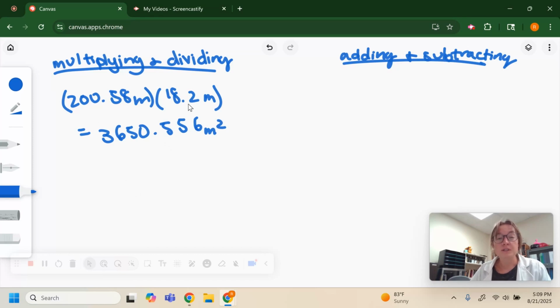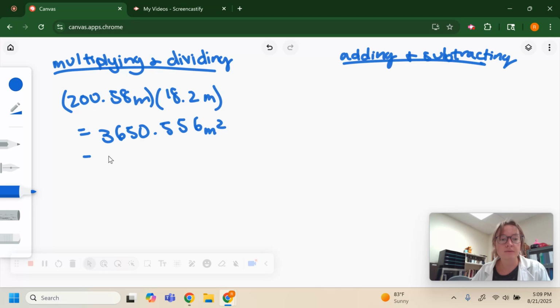In order to preserve the original intention behind the significant figures of my original measurements in multiplication and division, the rule is you match the sig figs of your final answer to the number that has the least number of significant figures from your measurements. In this case, 200.58 has 5 significant figures, 18.2 has 3 significant figures, so our final answer should have 3 significant figures, matching that 18.2.